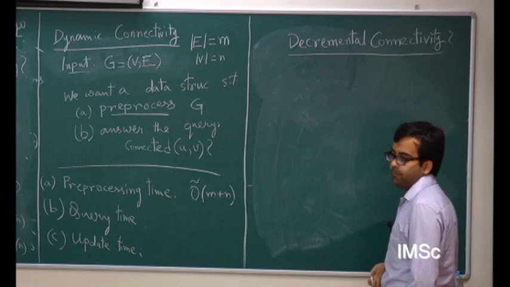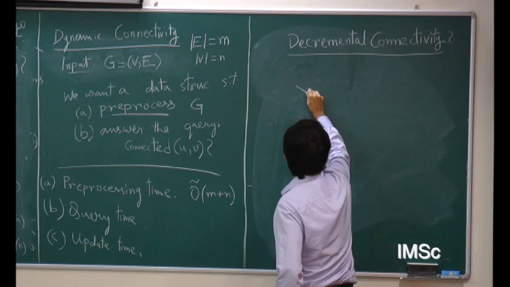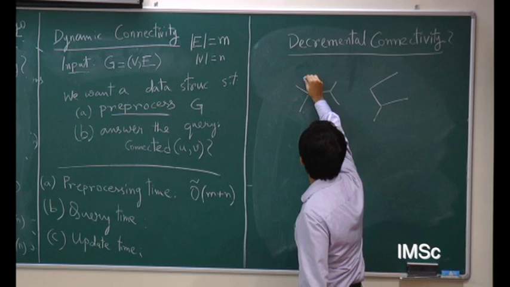One thing is clear, right? We are going to maintain a spanning forest. That's the natural thing to do. So, suppose we are maintaining a spanning forest. Something like this. These are the tree edges, the forest edges, and these are the other non-tree edges.